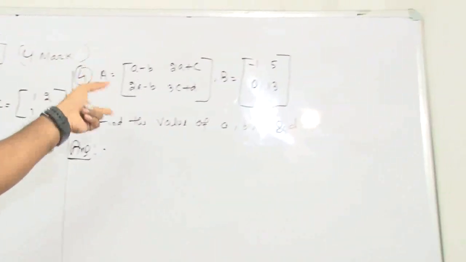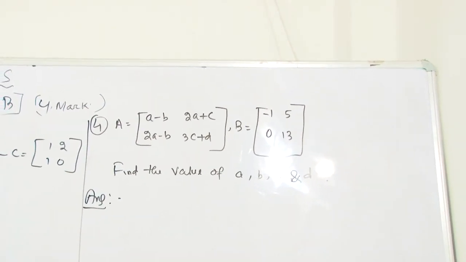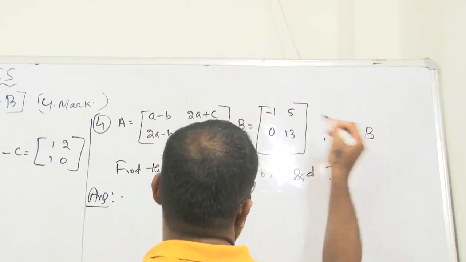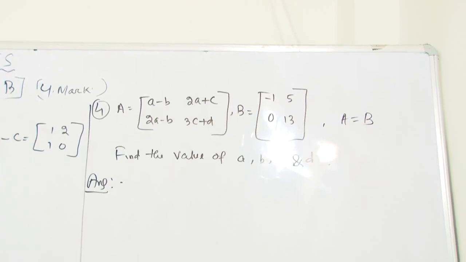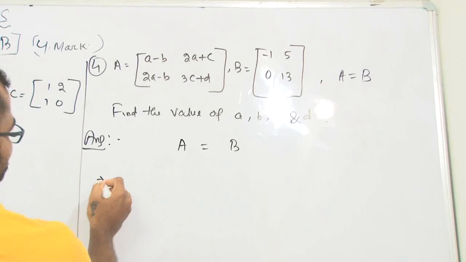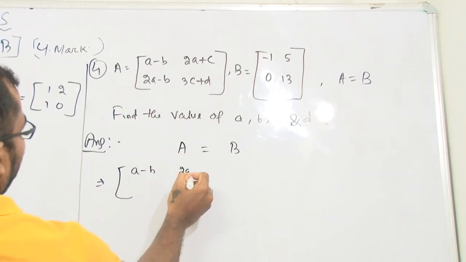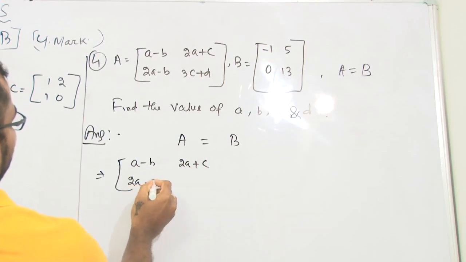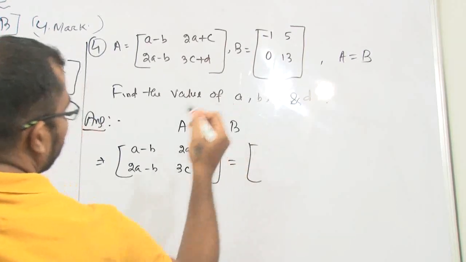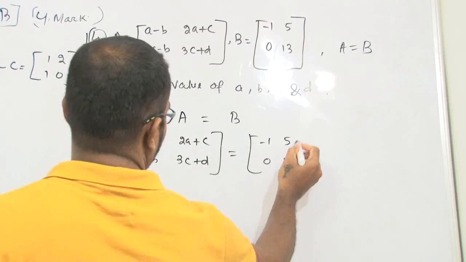If A is a matrix and B is another matrix, find the value of A, B, C. Here is the condition: A is equal to B. So here the given A is equal to B. So the value of A is A minus B, 2A plus C, 2A minus B, 3C plus D, and the value of B is minus 1, 5, 0, 30.